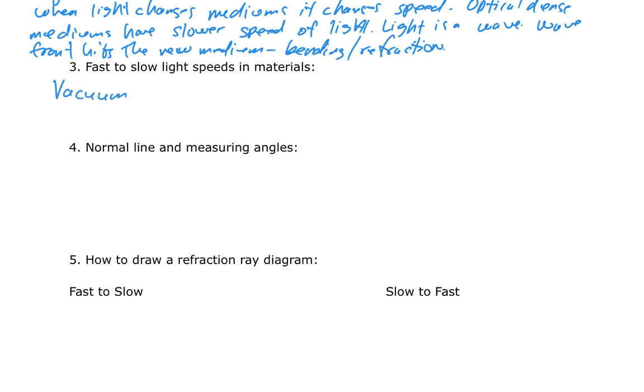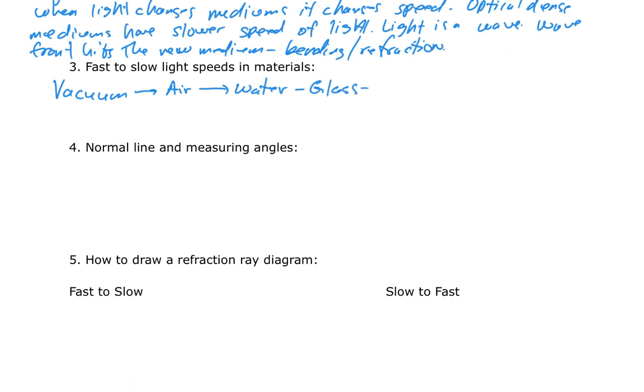It's very easy for light to go through a vacuum because it's not running into anything. There's nothing for it to run into and slow down. We're going to see that air is very fast. We're going to see that water is a little slower than air, but that glass is even slower than water.